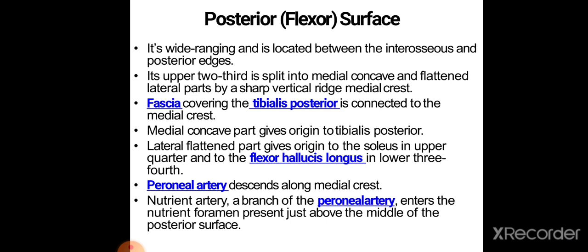Then come to the posterior surface, that is the flexor surface. It's wide ranging and is located between the interosseous and the posterior edges. Its upper 2/3 is split into a medial concave and a flattened lateral part by a sharp vertical medial crest. The fascia covering the tibialis posterior is connected to the medial crest, and the medial concave part gives origin to the tibialis posterior. The lateral flattened part gives origin to the soleus muscle in the upper quarter and to the flexor hallucis longus in the lower 3/4.